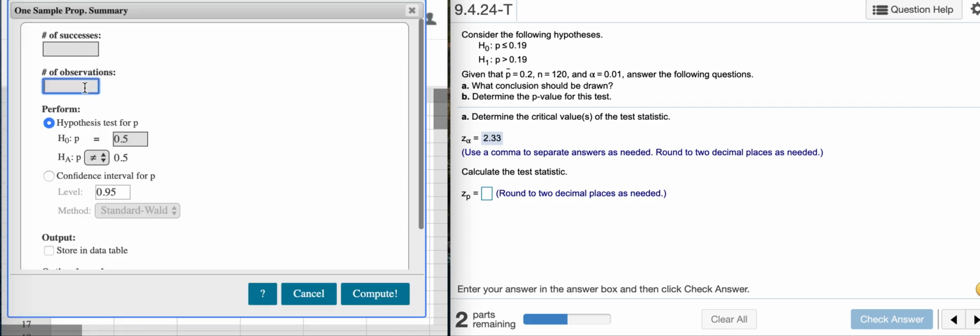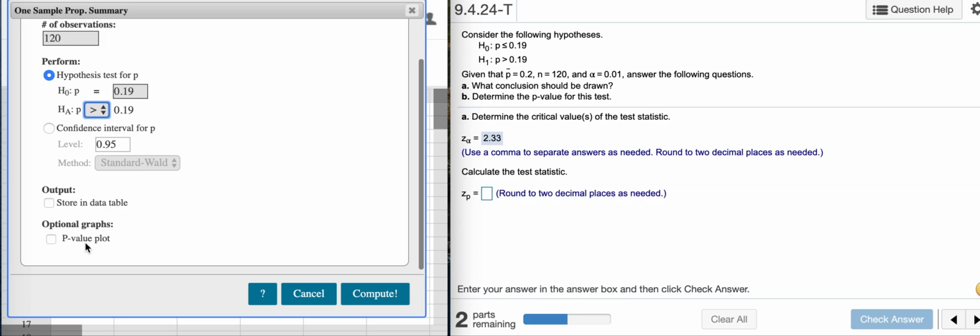My sample size is 120. The number of successes is going to be 20% of the 120, and 20% of 120 would be 24. I get that by just multiplying 0.2 times 120. I'm conducting a hypothesis test where the null hypothesis would be that it's equal to 0.19, and the alternative is it's greater than 0.19. If I want, I could plot the p-value. So let's press compute.